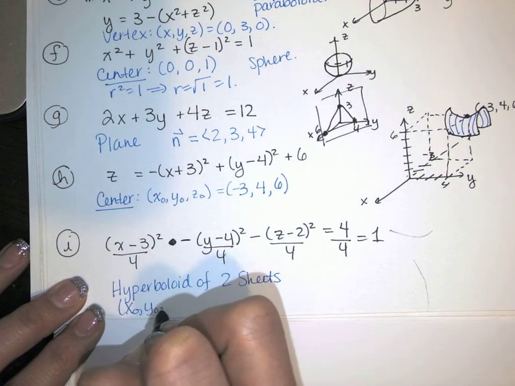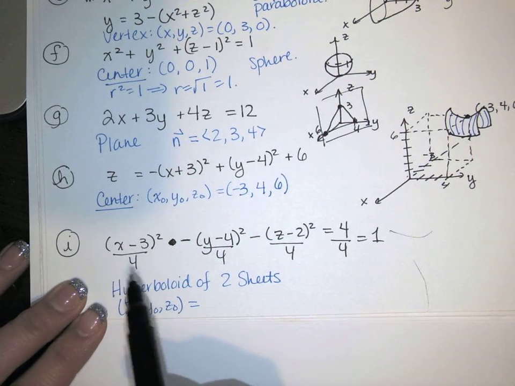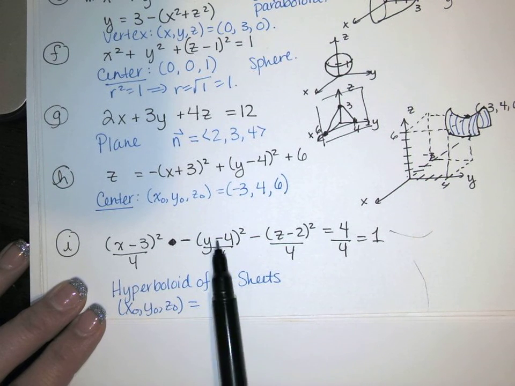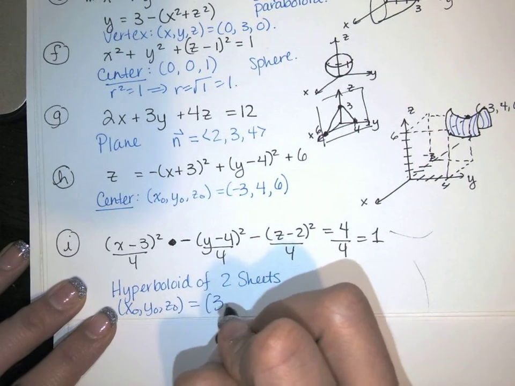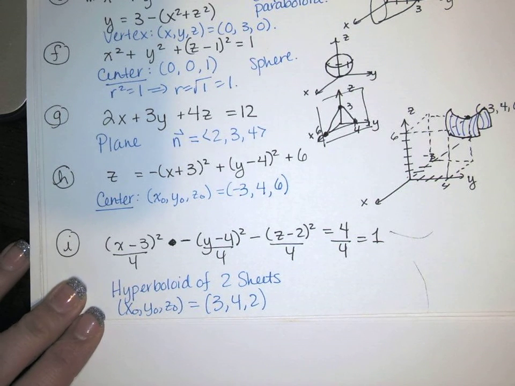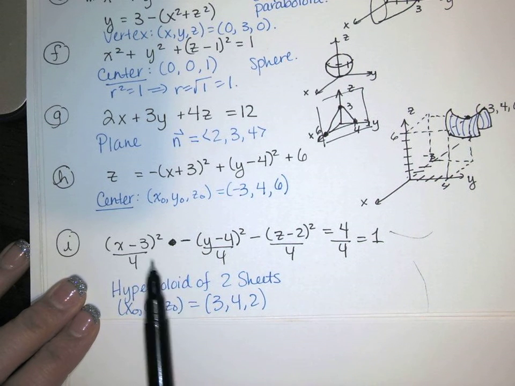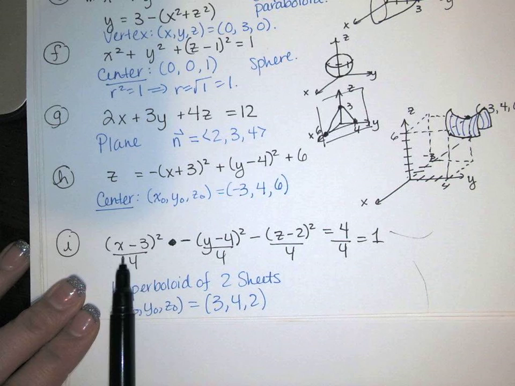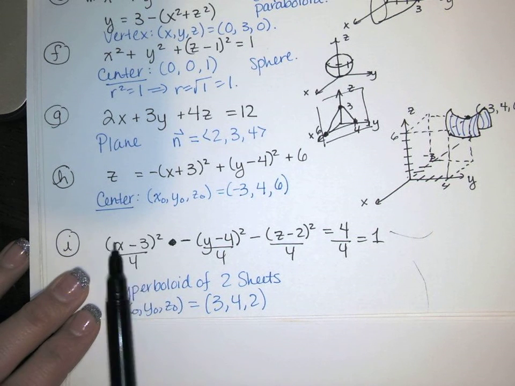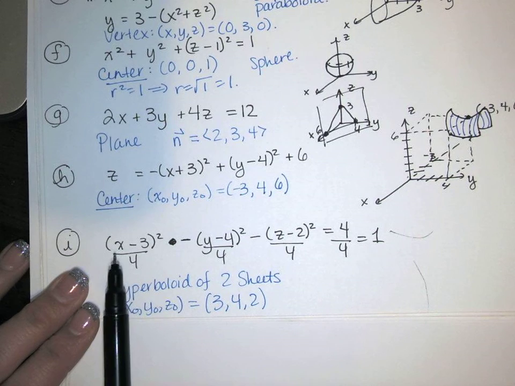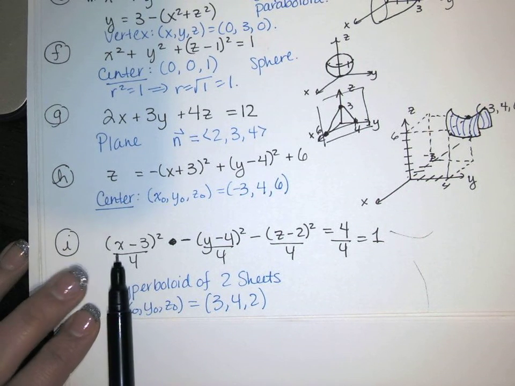X naught, y naught, z naught is given by what we're subtracting from the x, the y, and the z. Take the opposite sign, so that's a 3, a 4, and a 2. Now our hyperboloid of 2 sheets has an axis of symmetry, and that axis of symmetry is parallel to the axis of the variable whose term is positive. I know that's a mouthful, but I look at this one. This one's positive. It's got an x in it. So our hyperboloid of 2 sheets opens parallel to the x-axis.